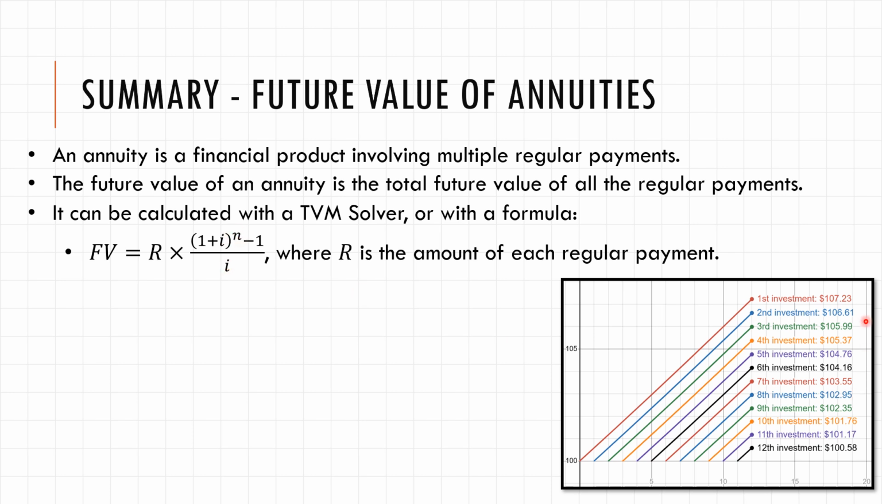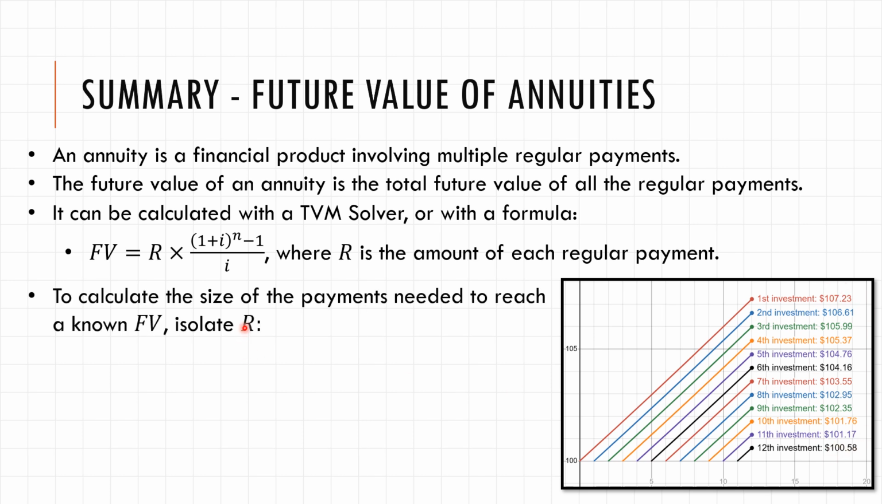If you know that you want to reach a certain future value and you want to calculate, well, how big do my payments need to be to get there? All you have to do is isolate R. So just divide both sides by this expression. FV divided by this will equal R.